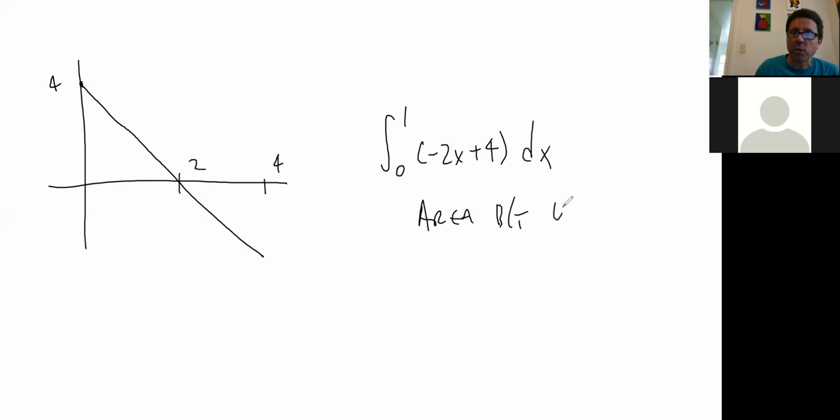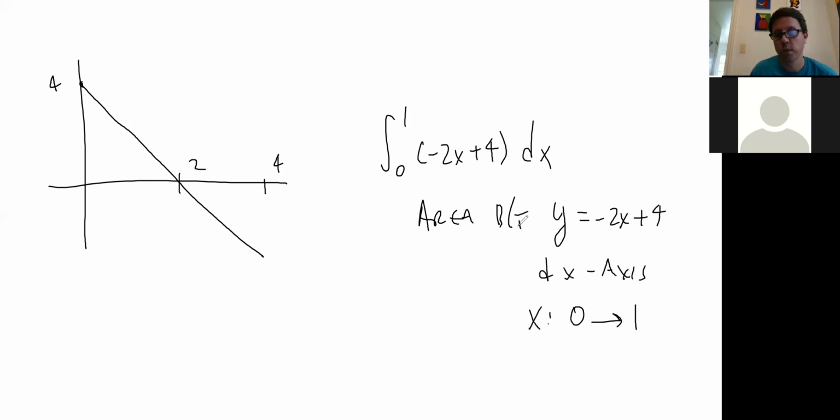So even part A says you don't need to know any calculus. All this means is it's the area between y equals negative 2x plus 4 and the x-axis for x going from 0 to 1. So you have your line, you have your x-axis. If you just went from 0 to 1, then you only talk about the area in that range.